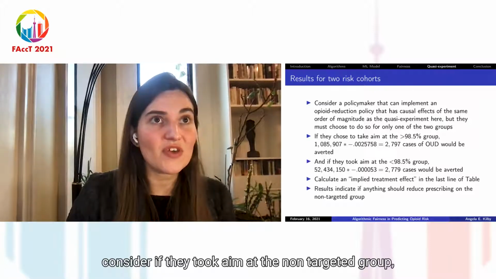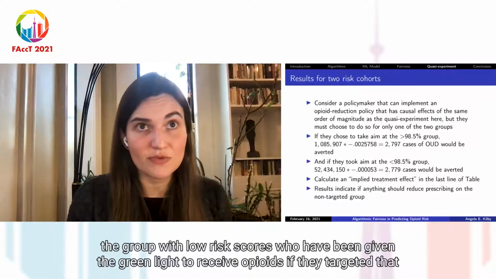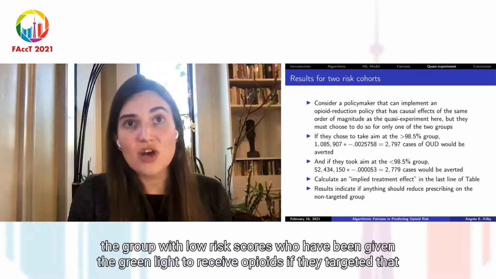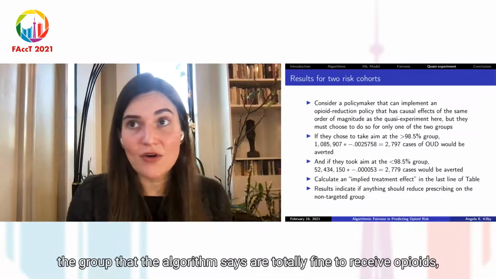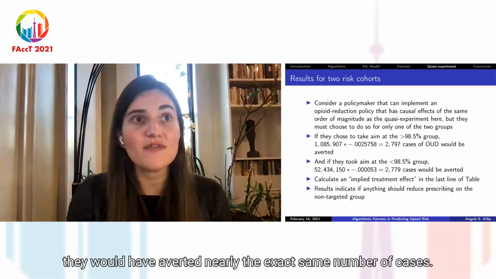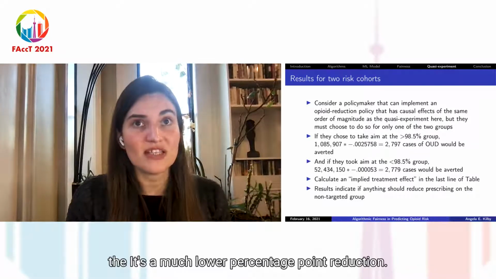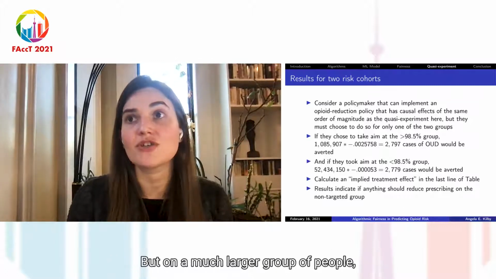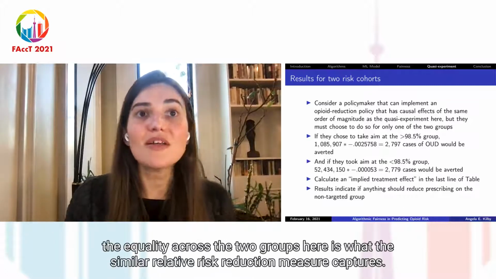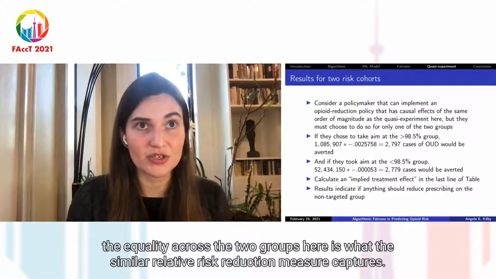Instead, consider if they took aim at the non-targeted group, the group with low risk scores who have been given the green light to receive opioids. If they targeted that group instead, the group that the algorithm says are totally fine to receive opioids, they would have averted nearly the exact same number of cases. It's a much lower percentage point reduction, but on a much larger group of people. The equality across the 2 groups here is what the similar relative risk reduction measure captures.